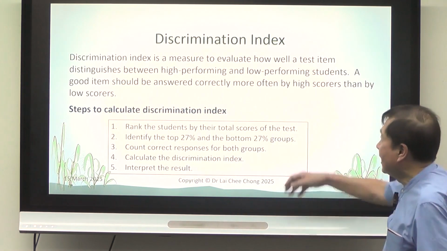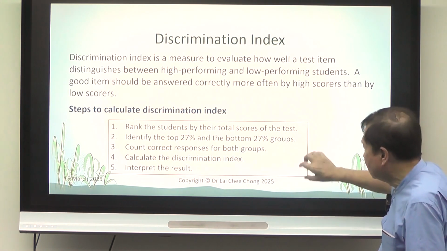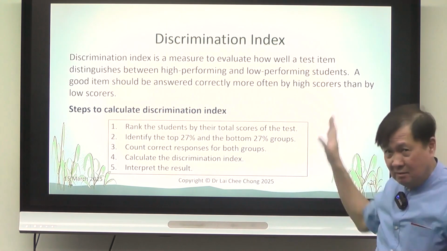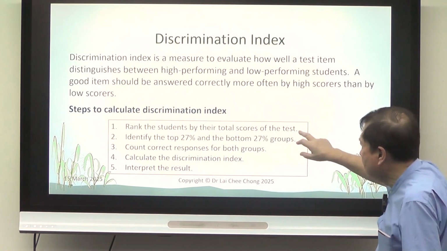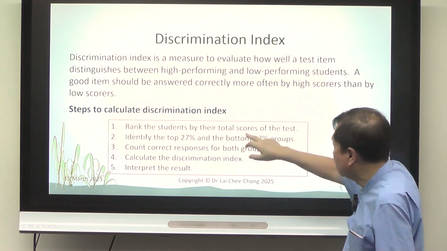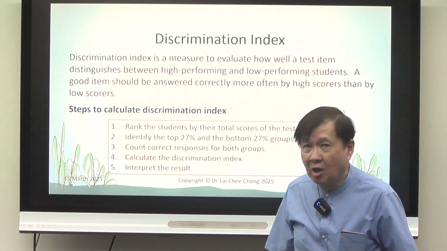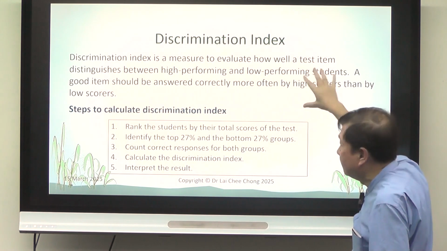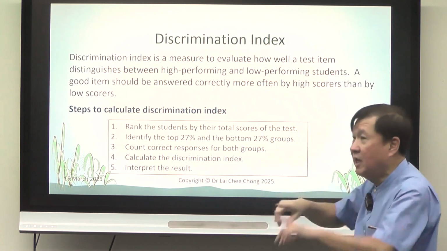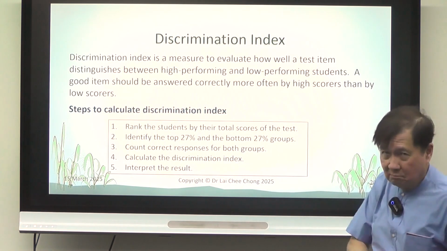So now, I'll tell you what you will do. It's a bit complicated here. First of all, you get all the test scores for this one test item. You must rank the students by the total scores of the test, not the total test score of that test item. No, it is not. It's the whole test paper. Whole test paper. Rank them.